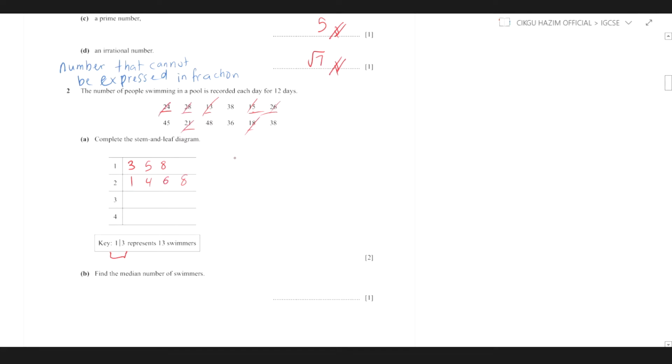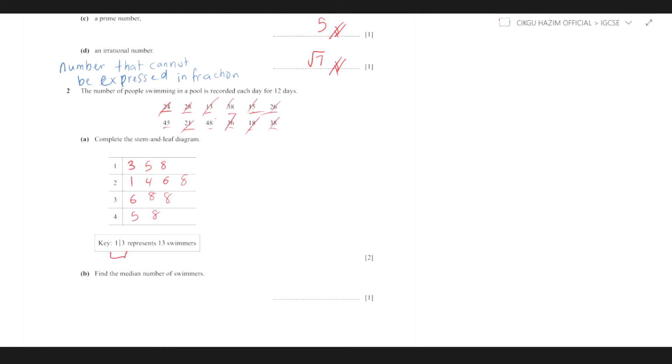And then after that, start with 3. Where are the numbers that start with 3 here? You can see 38, then 36, and then 38 again. So here we put 6, then 8, and then 8, and lastly cancel them. Here we have 45 and 48, so we put 45 and 48 here. That's how we complete the stem and leaf diagram here.